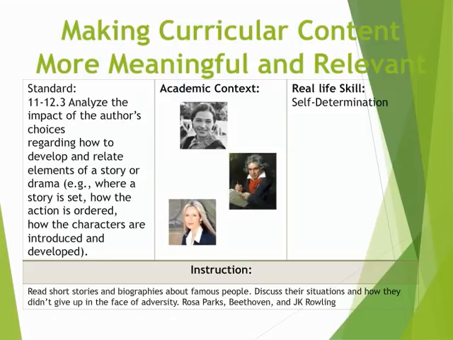Analyze the impact of authors' choices regarding how to develop and relate elements of a story. This would be a good short story or a biography type example where students are discussing their own situations and how they didn't give up in the face of adversity. Students may not know the story of Rosa Parks or Beethoven or J.K. Rowling. It's interesting to have students research these people and how they didn't give up in the face of adversity and what the outcome was.